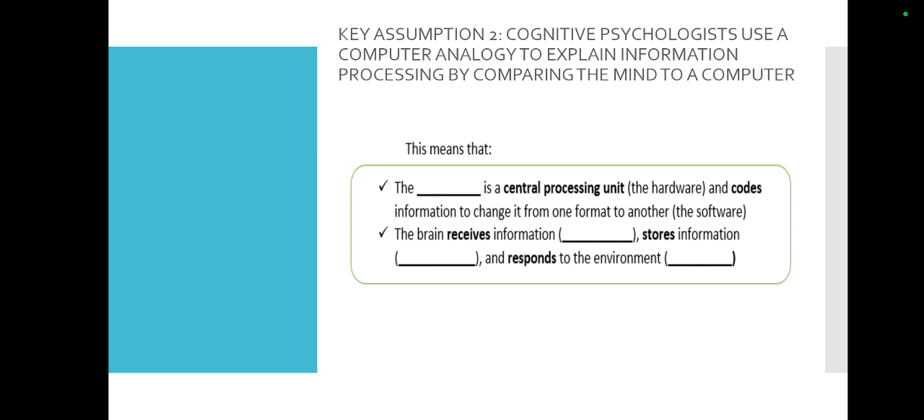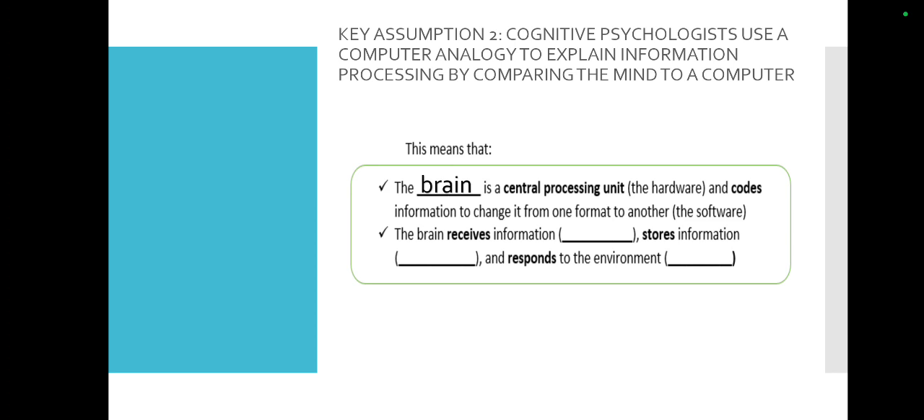we can compare the mind to a computer. So this is called the computer analogy. Again, if you want to highlight that term, that's a really important piece of terminology. So what this assumption states is the brain, or the mind, you can use both terms interchangeably, is a central processing unit and codes or changes information from one format to another.